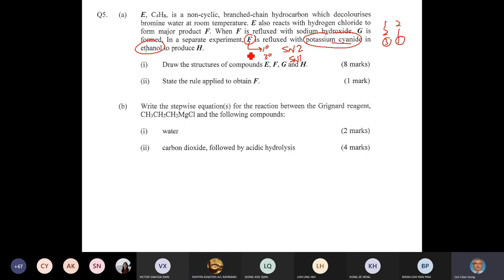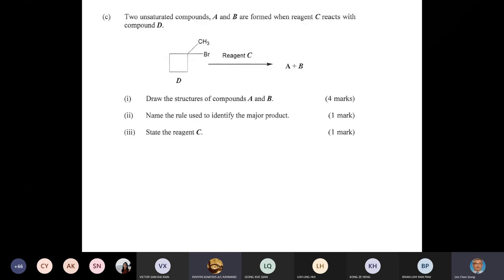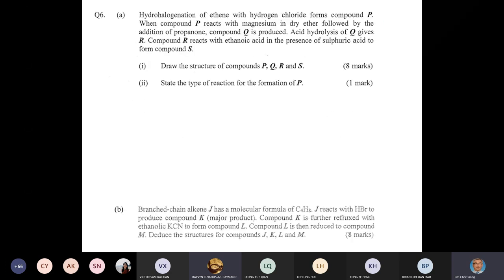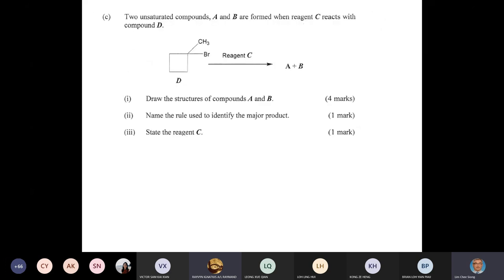Can we go to question 6 as well? Question 6, yeah. The next slide, sir. Okay, so this one they want to form an unsaturated compound. That means, when do we need to use H2SO4 to form the alkene? To form the alkene, when it's alcohol. It's alcohol.